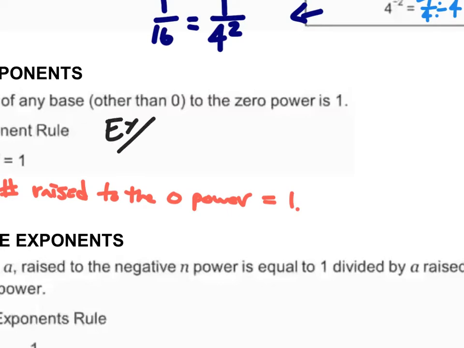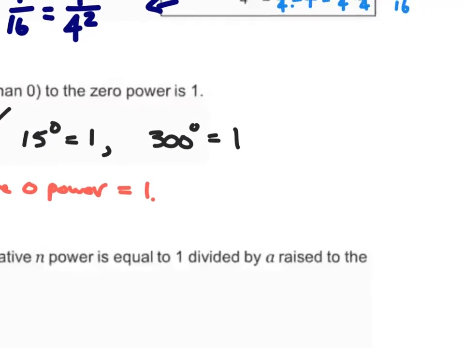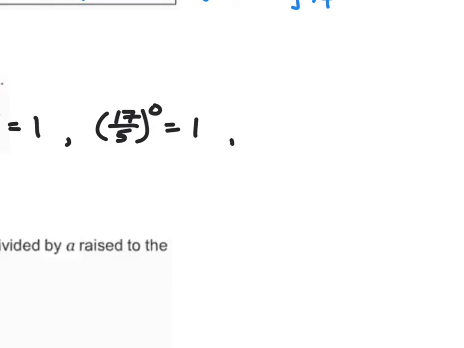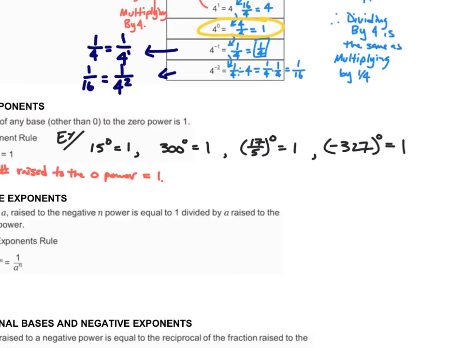Let's think of examples. Let's write out 15 to the 0 power. That's going to be 1. What if I had 300 to the 0 power? That's also going to give me a value of 1. What if I had 17/5 raised to the 0 power? It's also going to give me 1. What happens if I take negative 327 and raise that whole thing to the 0 power? It's going to give me 1. So anything raised to the 0 power is going to give me 1.